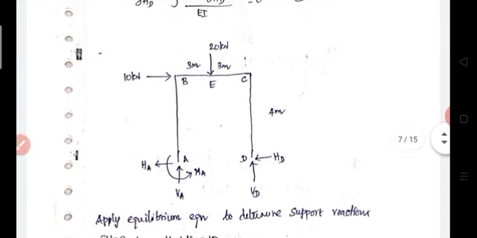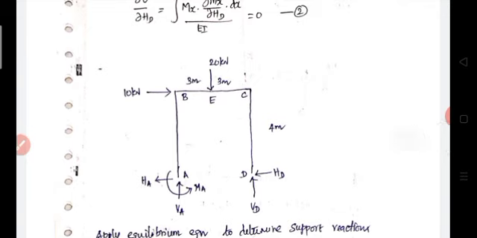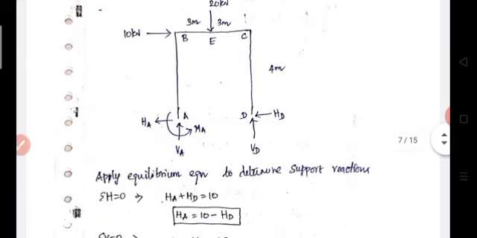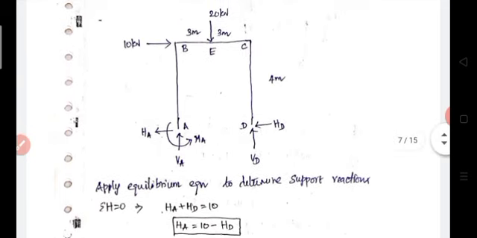So first thing, before going to determine the moment equation at every portion of the frame, we want to determine the support reactions. For this we apply equilibrium equations. First apply summation of H equal to 0. This system is subjected to three horizontal forces: two reactions and one external force.